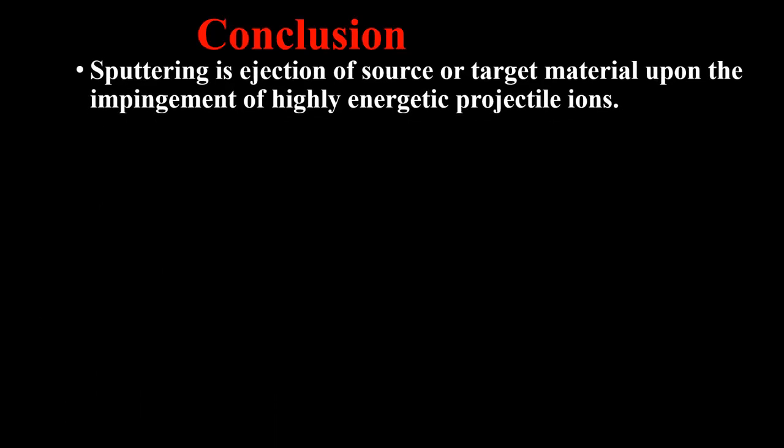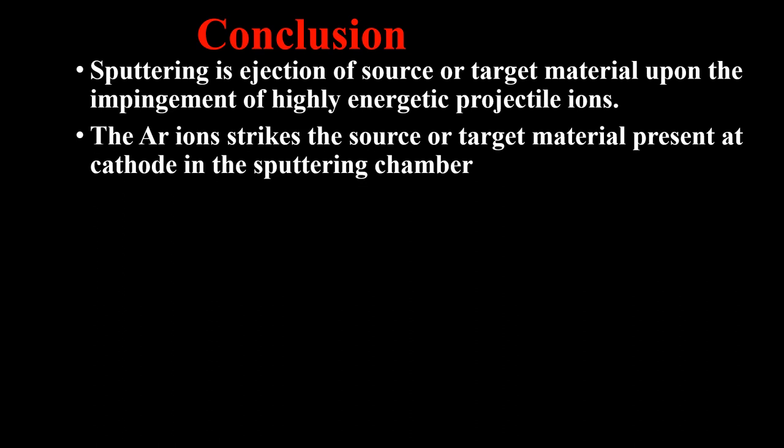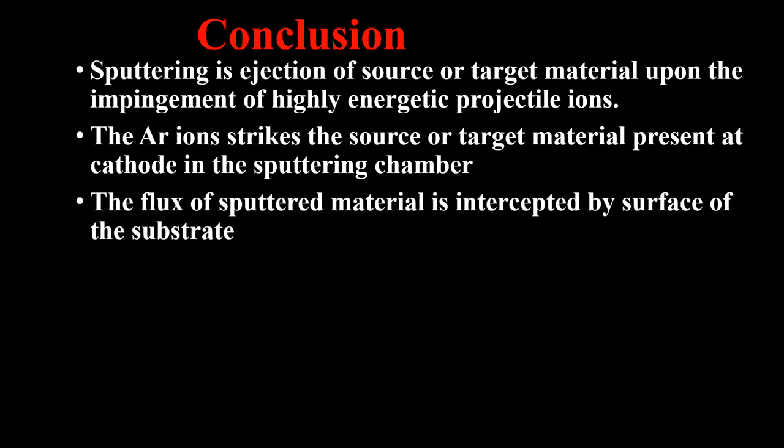So now coming toward the conclusion, sputtering is the process of ejection of the source or the target material upon the impingement of highly energetic projectile ions. The inert argon ion strikes the source or the target material present at the cathode in the sputtering chamber, which results in evaporation and deposition.